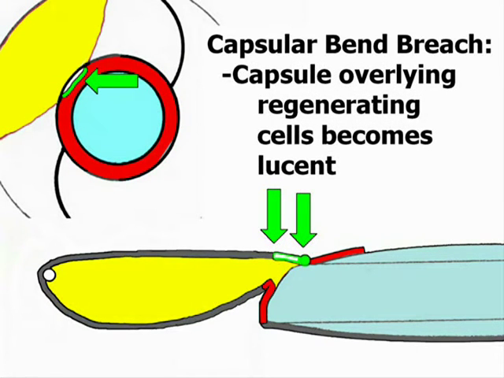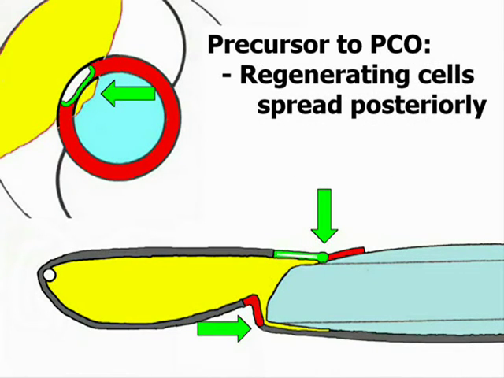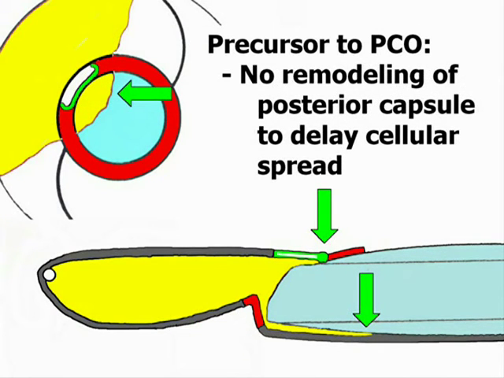As the cells migrate onto the anterior surface of the optic, this fibrosis appears to be actively remodeled. The capsule overlying these cells becomes loosened. A fibrotic ridge occurs at the anterior extent of these cells, appearing to slow their spread. Once the breach has occurred, the cells can spread posteriorly. There is no remodeling of the posterior capsule necessary.